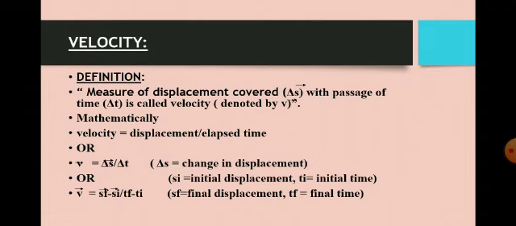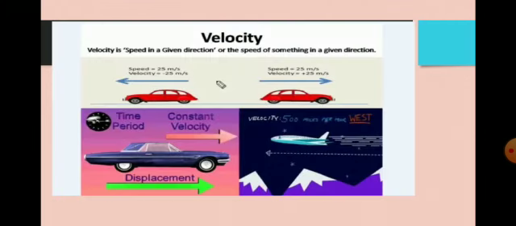The unit of velocity is the meter per second, as the unit of displacement is meter and the unit of time is second. So as you see on your screen that the velocity is the speed in a given direction or the speed of something in a given direction.